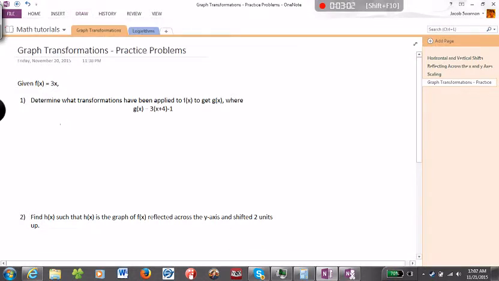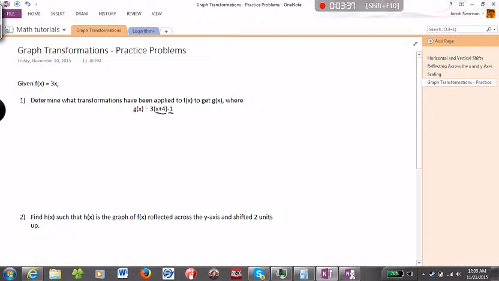Alright, so determine what transformations have been applied to f of x to get g of x, where g of x is this given function. The first thing to note is that we still have the same slope, 3. So the slope didn't change, so there's no scaling involved, which is not too big of a surprise. Next thing we note is what's inside the parentheses and what is outside the parentheses. Inside the parentheses, we have 4 added directly to x.